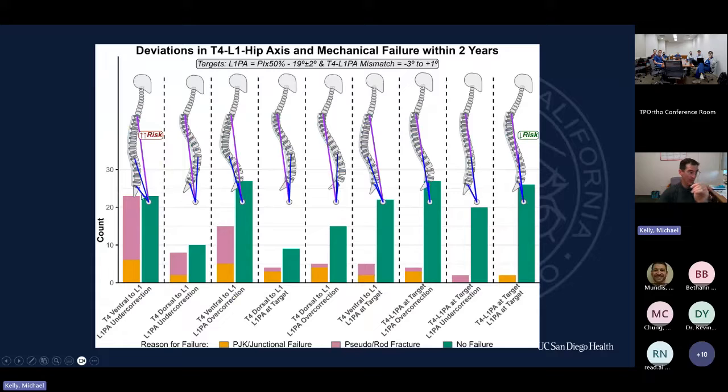On the right-hand side here, this is a flat lumbar spine with an undercorrected thoracic kyphosis in an effort to help them have horizontal gaze. It's almost 50-50 whether or not they're going to fail or not. And even if they don't fail, I'm willing to bet that they do incredibly poorly.